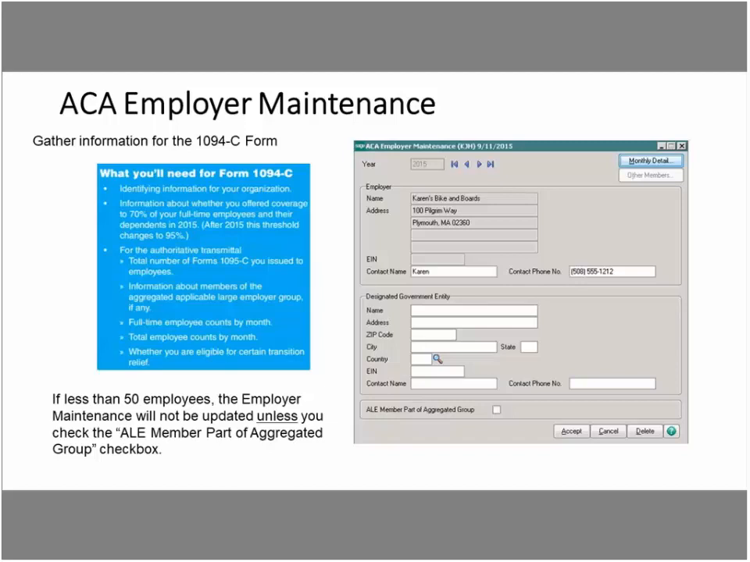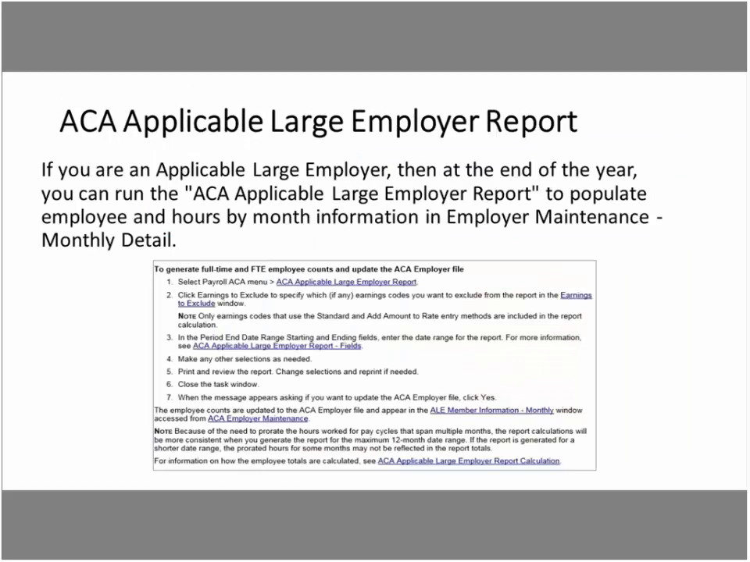So you may be less than 50 employees, but you're reporting under a larger group, which qualifies you then as being 50 or more. So here's our large employer report. This report is only available if you qualify, but at the end of the year, you can run this report and populate employee and hours information by month in the employer maintenance monthly detail.